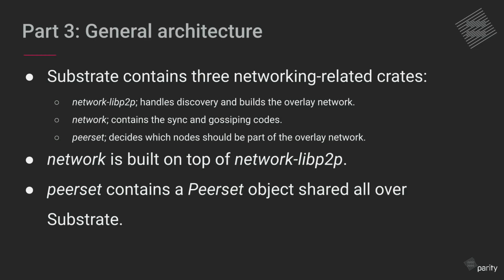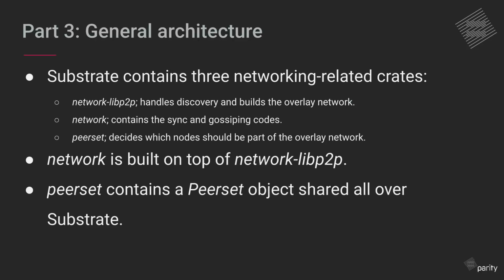When it comes to code, the general architecture of Substrate is these three crates: network P2P, network, and peer set. Network P2P is everything very low level, very close to the wire. It contains the discovery mechanism and how we actually connect to nodes. It manages the 25 active outgoing connections and 25 ingoing. The network crate contains the sync and gossiping code. It's on top of network P2P.